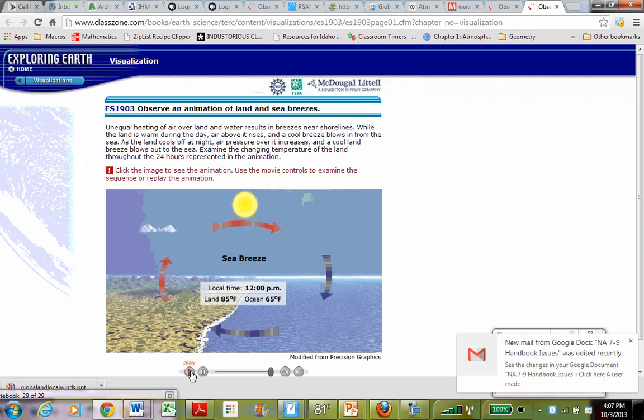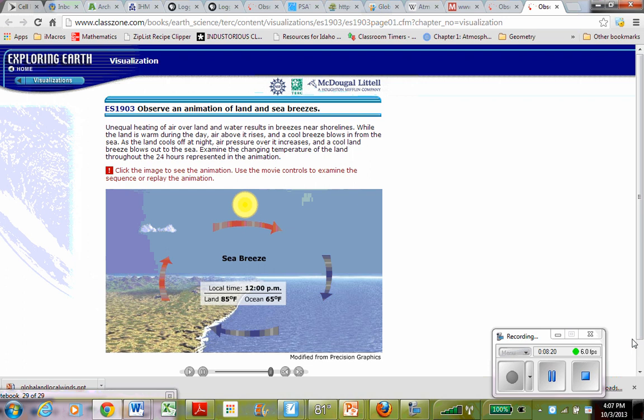Okay, now we have at noon, the land is 20 degrees warmer than the water. Tell me when to pause it when the temperatures are the same. Oh, I missed it. You were too slow. All right, the temperatures were the same. Notice what happens to the wind. What has happened to the wind now that our temperatures are close to being the same?